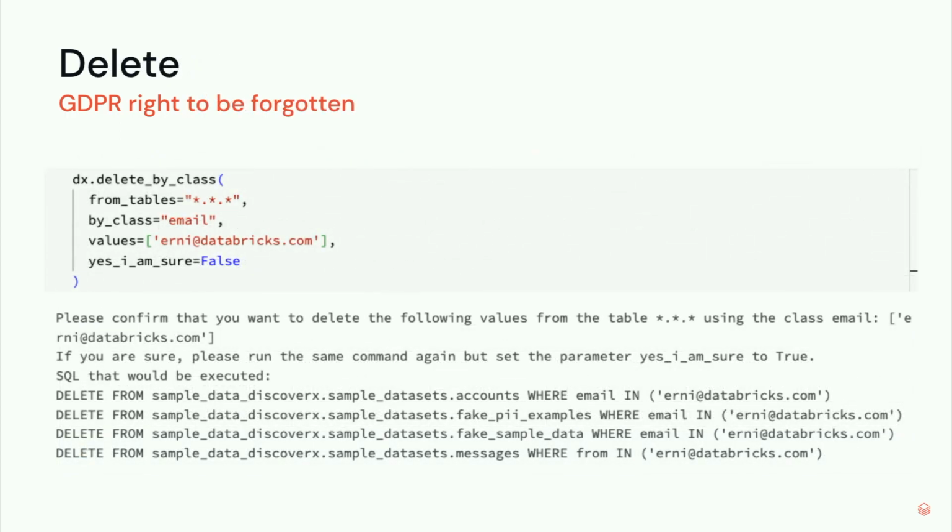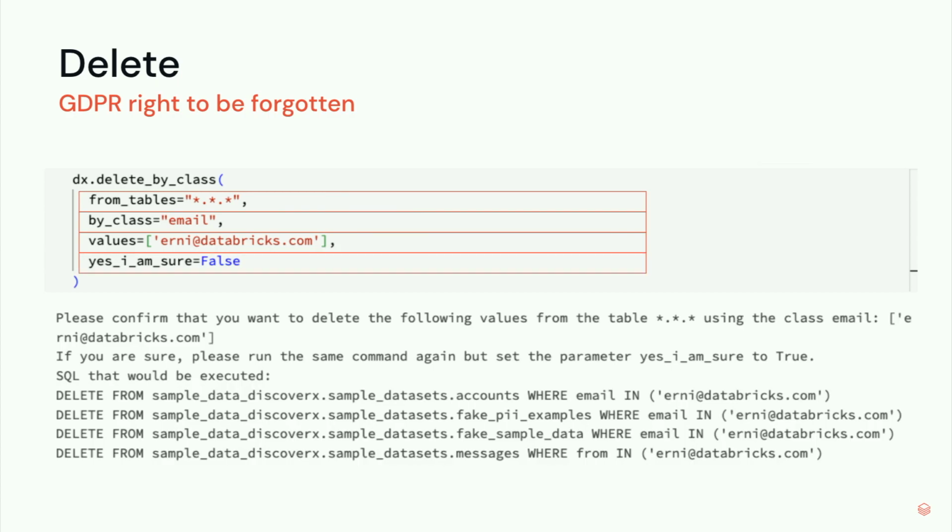And the same for GDPR right of delete. So in this case, we have the same query. We specify that it needs to be class email for these values. And we also added the yes, I'm sure false, which would, by default, print all of the delete commands here so that you see what is going to happen. So this can run GDPR right to be forgotten everywhere in your Lakehouse.